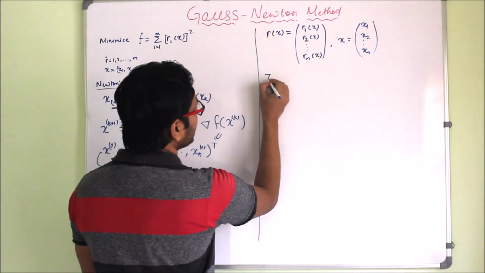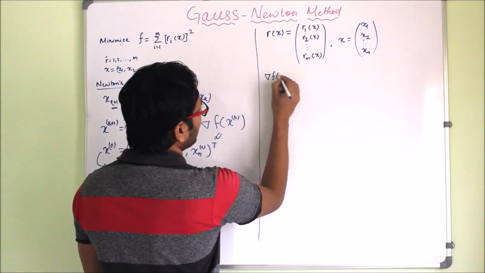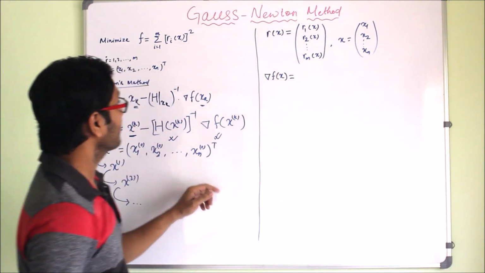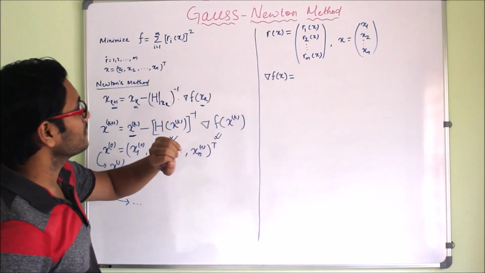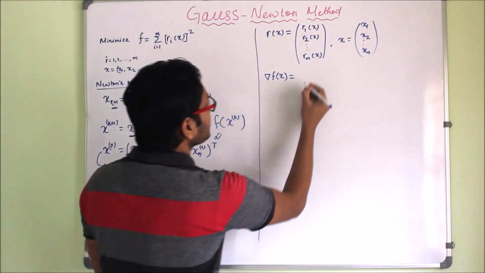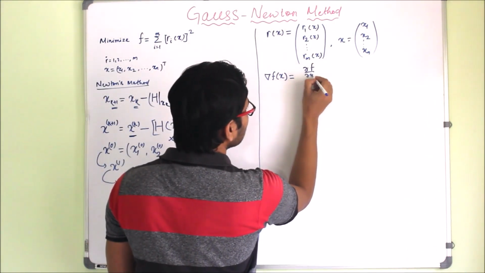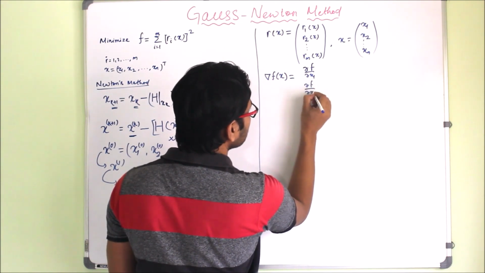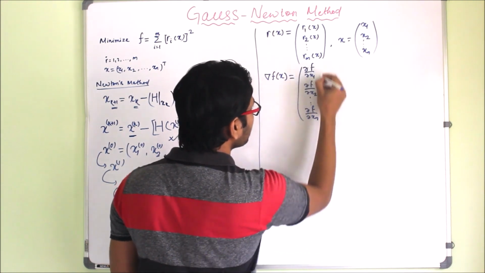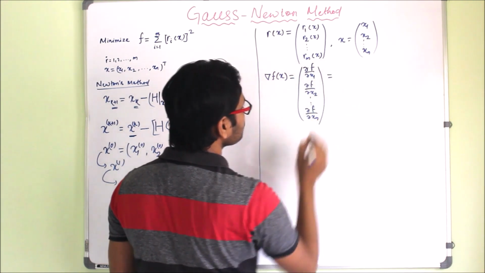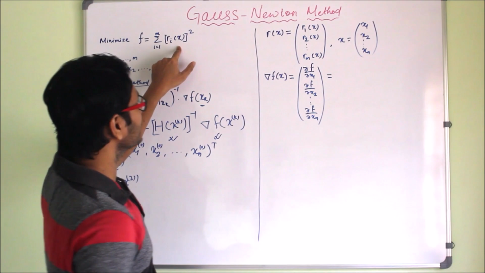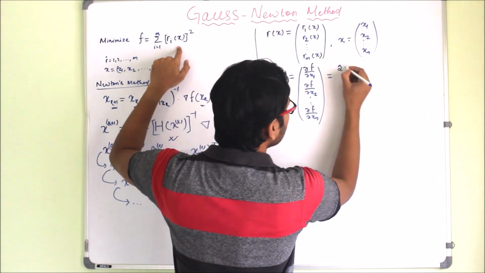Now using that, we can find the gradient of f. The gradient of f of x will be the derivative with respect to x1, the derivative with respect to x2, like that. So del f by del x1, del f by del x2, up to del f by del xn. And del f by del x1: f is this, the squaring of this. So we can write 2 into what?